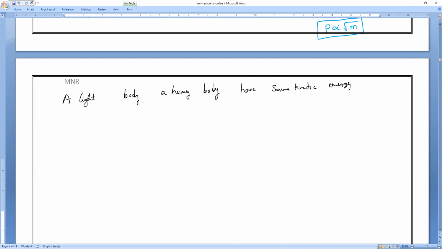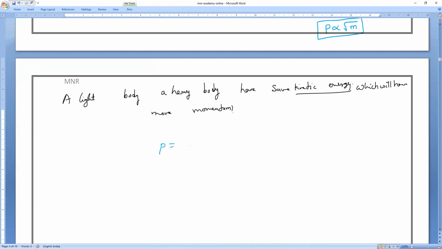So a light body and a heavy body have the same kinetic energy. Kinetic energy remains constant. Which will have more momentum? Who will be having more momentum, heavy body or lighter body?